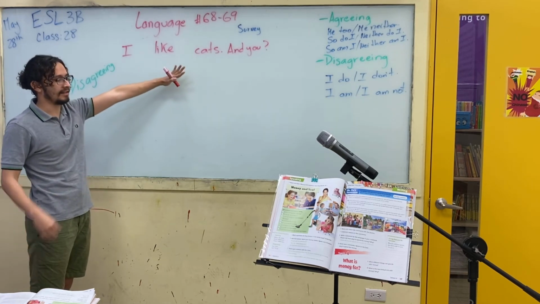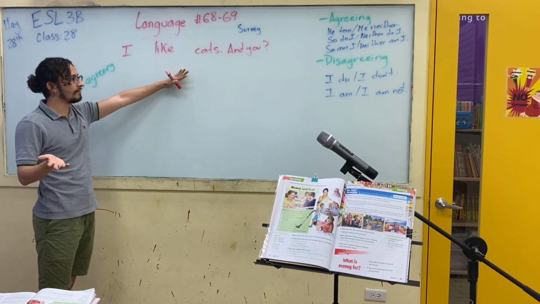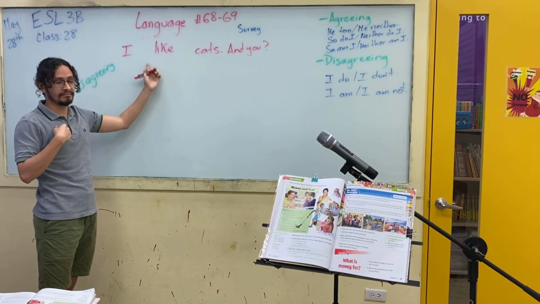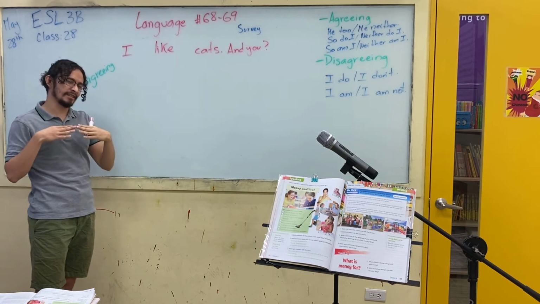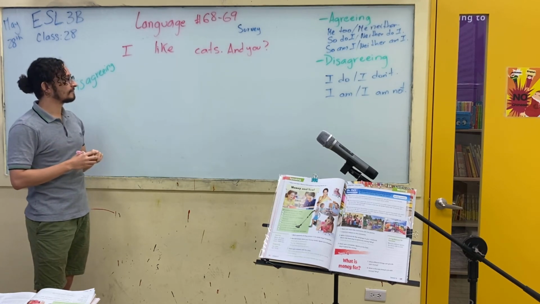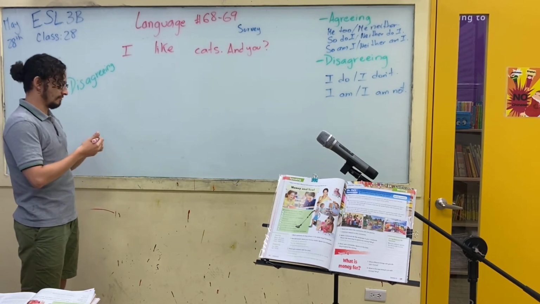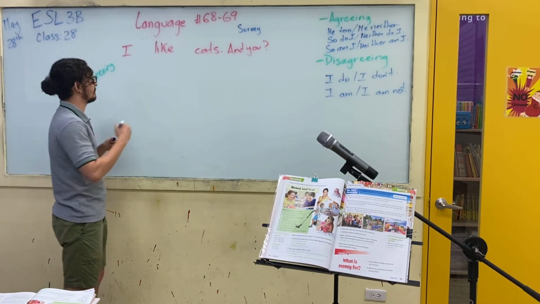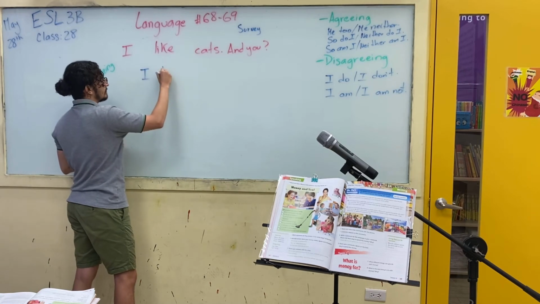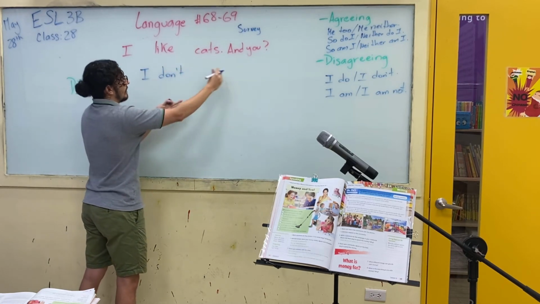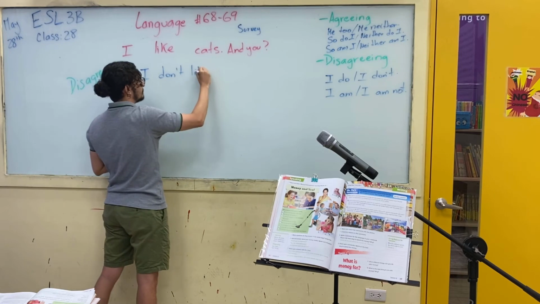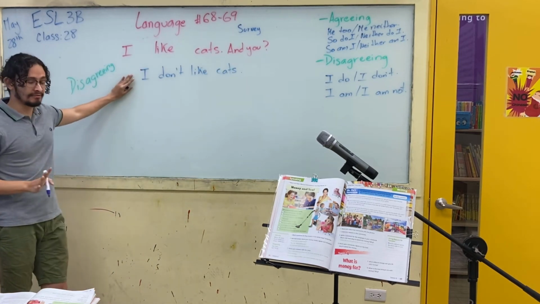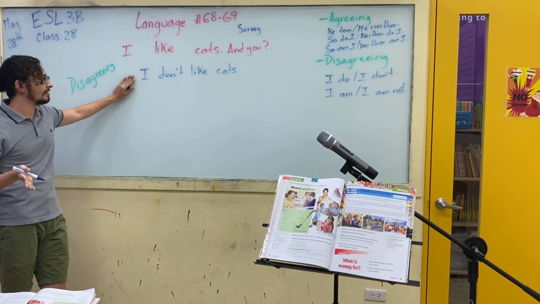I like cats, and you? Well, what if you say you don't like cats, but I like, but you don't? So it's different. So you can say, oh, you like cats, I don't. So you can just say, I don't. Or I don't like cats. And now you are disagreeing because now we think different.